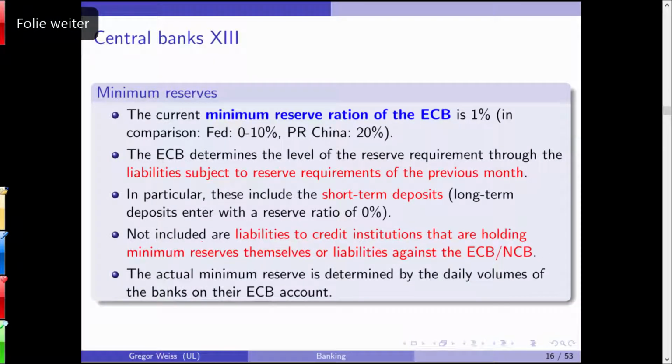Okay. In the European system of central banks, the minimum reserve ratio is currently at 1%. In comparison to this, it's between 0 and 10% for the Fed in the US and 20% in China. Do you know why it is so much higher in China than in the European Union?